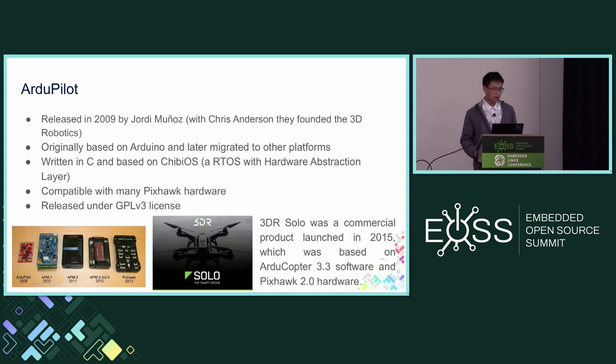On the other hand, we have Ardupilot. Ardupilot was released in 2009, and the founders of Ardupilot also founded the company 3D Robotics. It was originally based on Arduino and later migrated to other platforms, so that is why it is called Ardupilot. It is written in C++ and based on ChibiOS. ChibiOS is a real-time operating system with a hardware abstraction layer. And interestingly, Ardupilot is compatible with many PixHawk hardware and is released under the GPL v3 license.